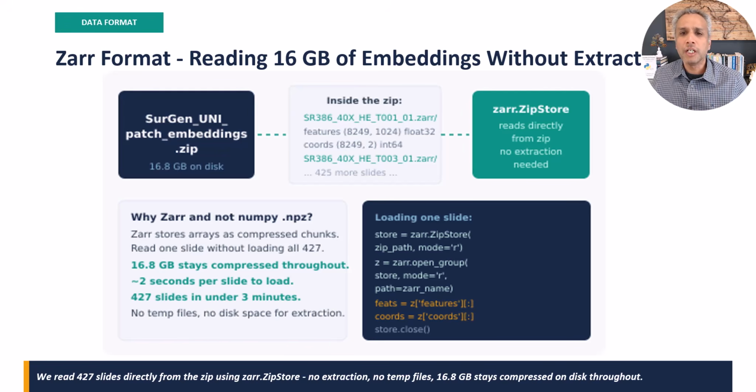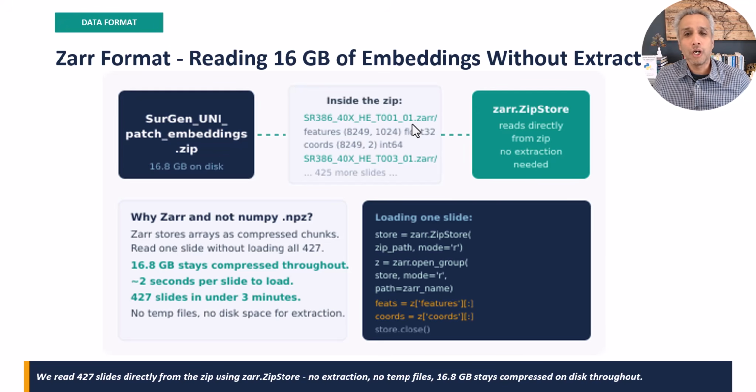So Zarr is a chunked array format, right? Unlike a NumPy array, in the last tutorial we stored the NPZ file, and you have to fully decompress that file before accessing: you load, you decompress, you access. Zarr actually stores each array as compressed chunks. Why is that good in our case? We can read one slide's data without decompressing the other 426. So I don't need to load the entire thing in memory. I can actually load one, investigate, and look at that. That's one of the advantages of Zarr.